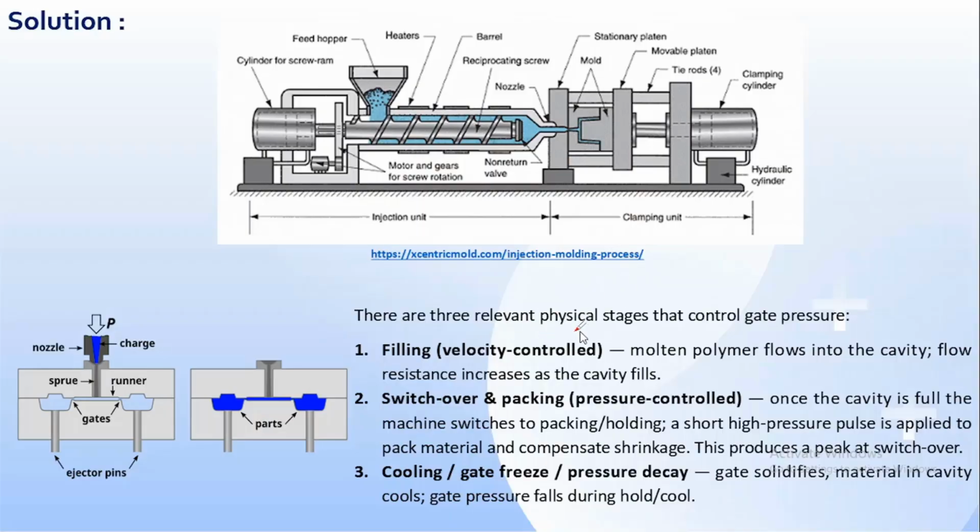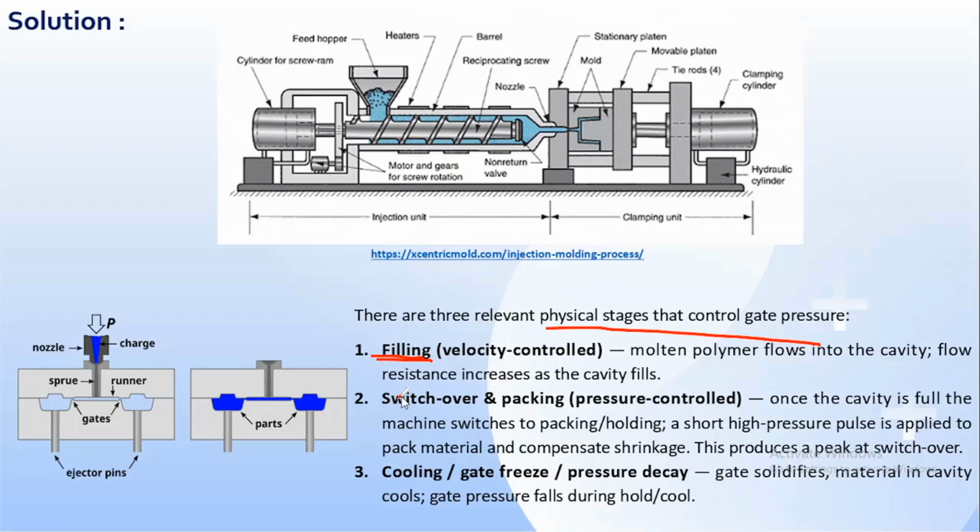So there are mainly 3 physical stages that control that gate pressure. So first one is the filling, which is velocity control, in which molten polymer flows into the cavity. Flow resistance increases as the cavity fills. So through this nozzle, this molten polymer comes, and through screw and runner, it went into this cavity. First stage is velocity control, that is filling.